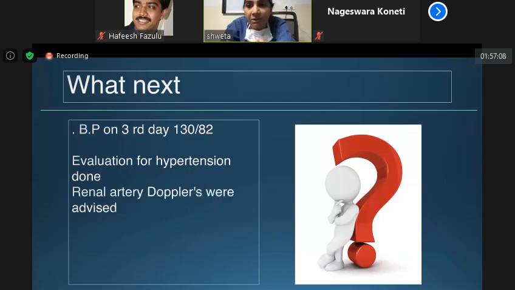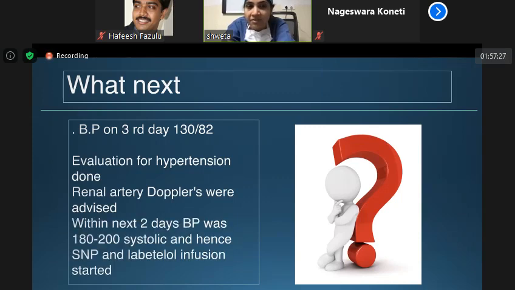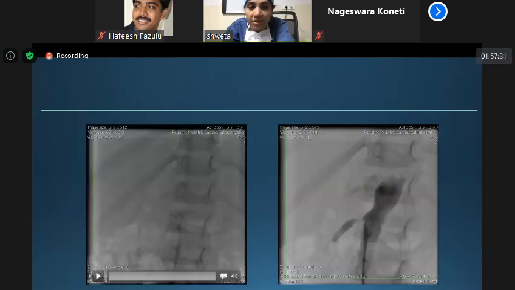And 70% of causes of hypertension in children are renovascular causes. Either there is a renal artery stenosis or there is a possibility of renal parenchymal disease. So always rule out this cause as the most common. So renal artery Dopplers were done, which suggested that there is a severe renal artery stenosis, which is bilateral.